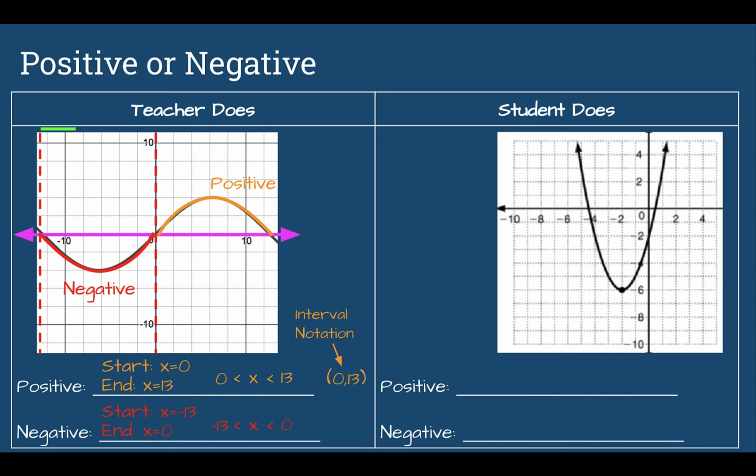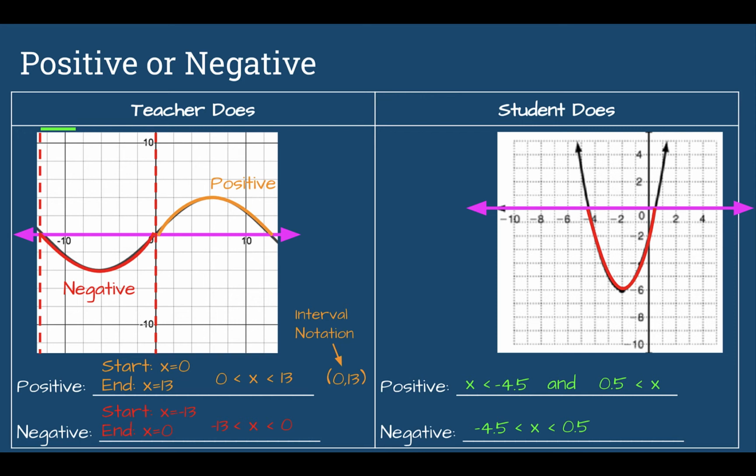Let's check. You should have found these intervals. My guess here is if you only got one of them correct, it was the negative. So the negative is below that line. It starts at about negative 4.5 and it ends at about 0.5. So negative 4.5 is less than x is less than 0.5.